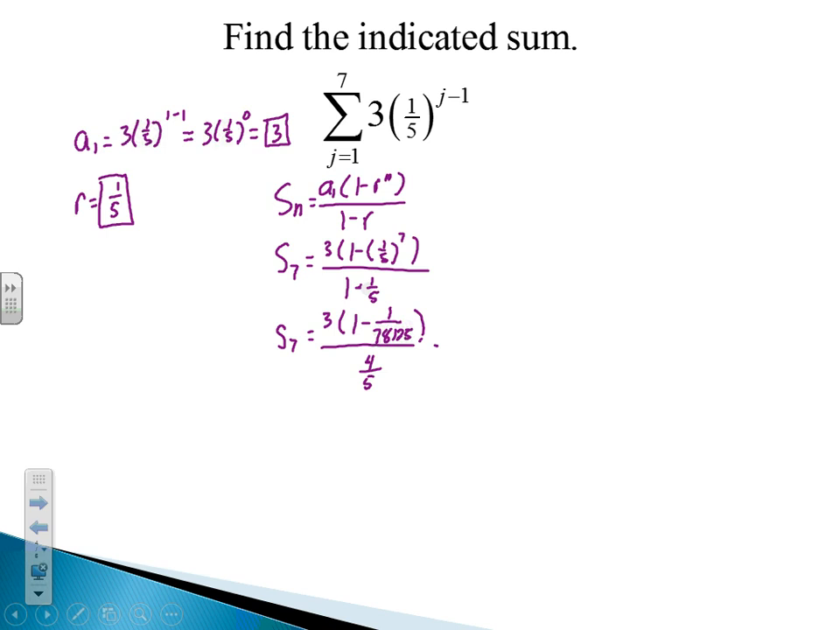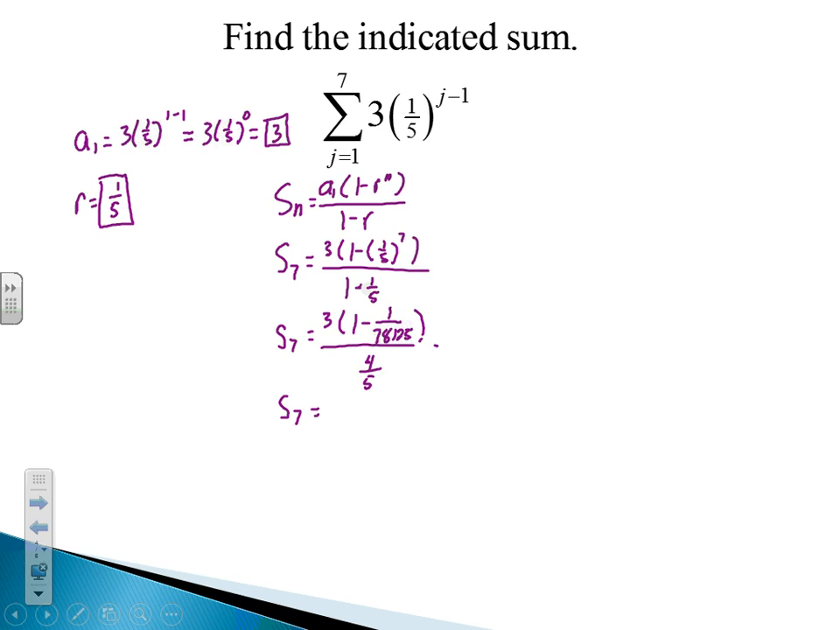Now in this case, some of you may be wondering, is it better to leave it as a fraction, or do we want to put it as a decimal? Because inside the parentheses of the numerator, to get a common denominator, I have to multiply the 1 top and bottom by 78,125. So if I combine that, I'm going to wind up inside the parentheses with 78,124 over 78,125, which is not a very nice fraction. So at this point, it might be better to simply take the decimal equivalents.